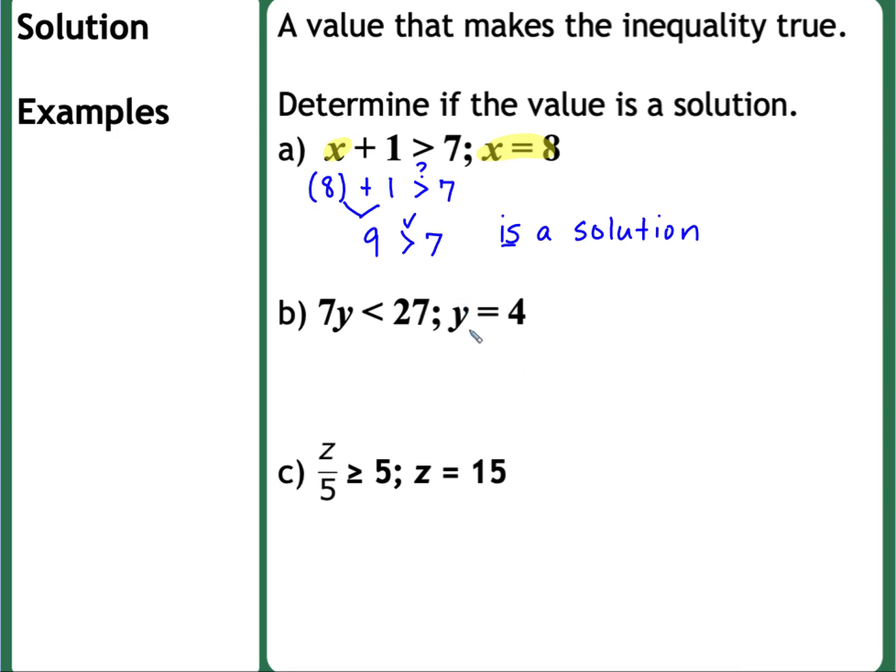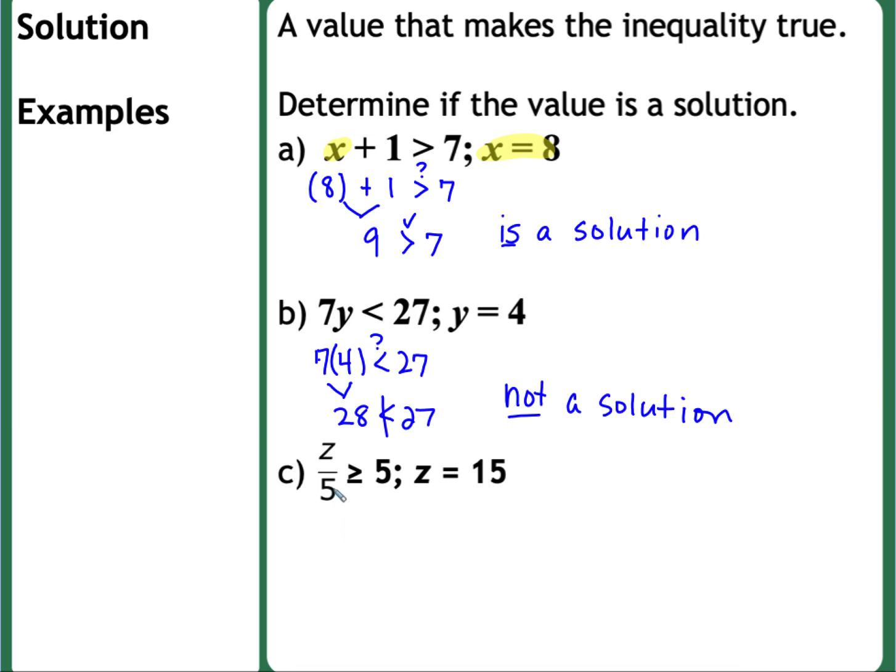Looking at B, I'm going to substitute in 4 for y and see if I get a true statement. So I have 7 times 4. Is that less than 27? Well, 7 times 4 is 28. And 28 is definitely not less than 27. So I put a slash through it because it's not less than, and I say not a solution.